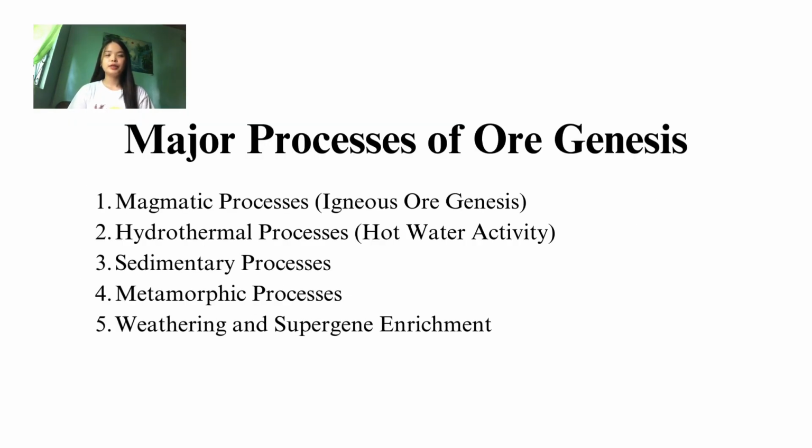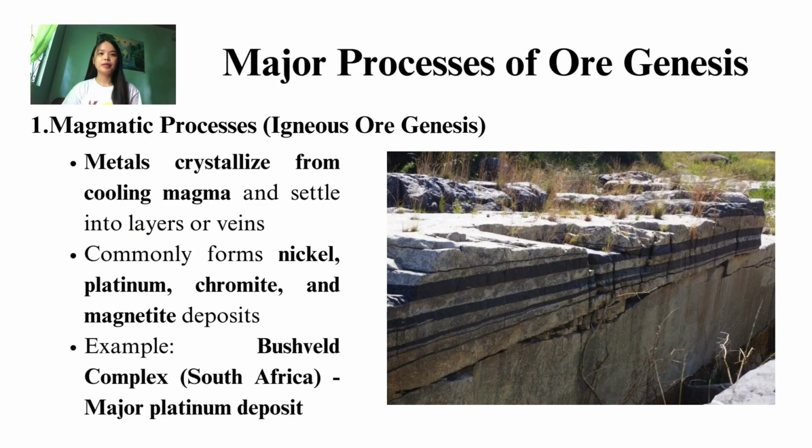Magmatic processes are the igneous ore-genesis, hydrothermal processes are the hot water activity, sedimentary processes, metamorphic processes, and weathering and supergene enrichment are the major processes of ore-genesis. First is the magmatic processes or the igneous ore-genesis. Here, metals undergo crystallization from cooling magma and settle into layers or veins just like in the picture. Commonly forms nickel, platinum, chromite, and magnetite deposits.